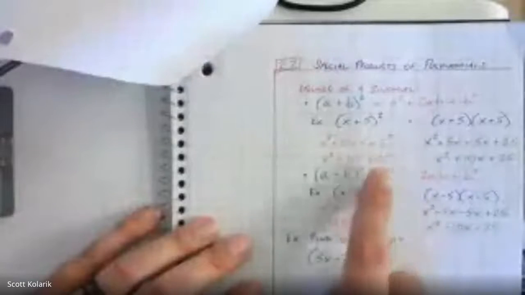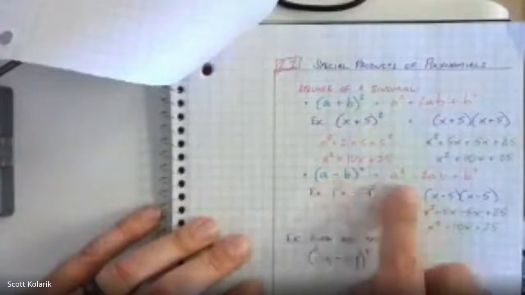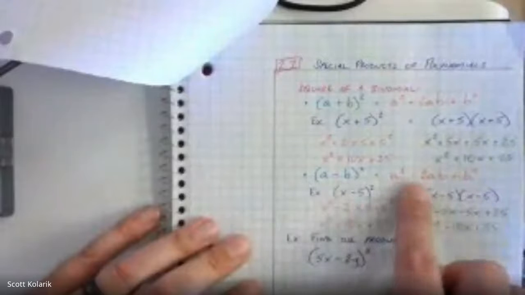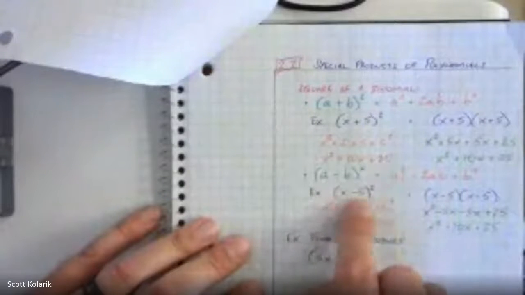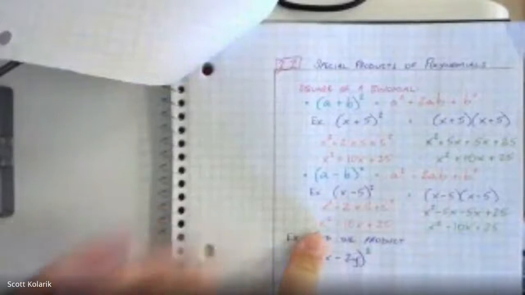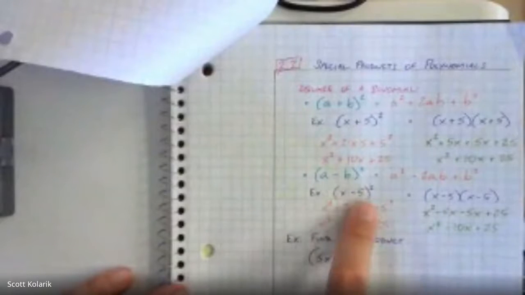Now what happens if I have subtraction in that binomial? The only thing that really changes is the same exact format as above, except now this sign will be a minus sign. I take my first term and square it. So if it's x minus 5 quantity squared, x squared is x squared. Thank you, Adriana. And now my two terms are x and 5, so I multiply those two together.